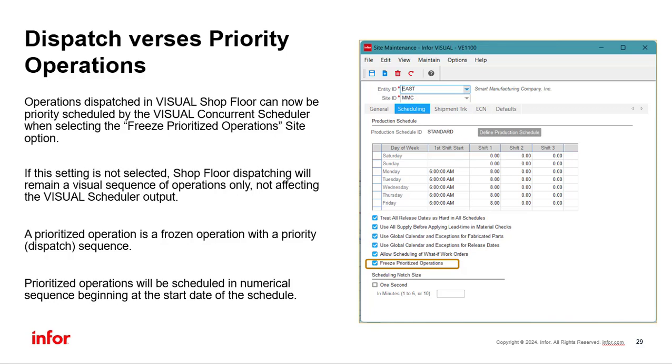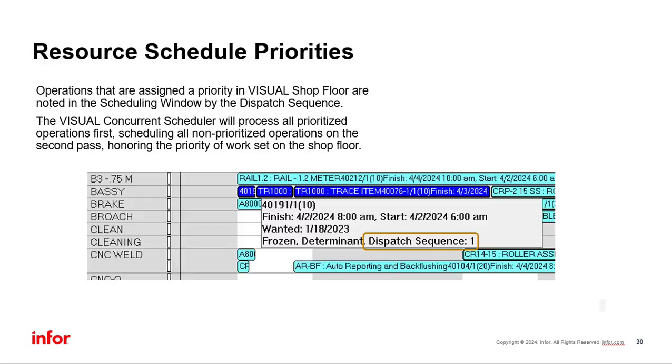where therefore you need to shuffle or tweak the output of the scheduler to be in line with what's really taking place on the shop floor. Note that if this new preference is not activated, previous shop floor dispatching functionality will be adhered to, where dispatching is only a visual sequencing of the operations at the resource inside of shop floor, not an actual prioritization and freezing of those operations, whereby affecting the scheduler output.